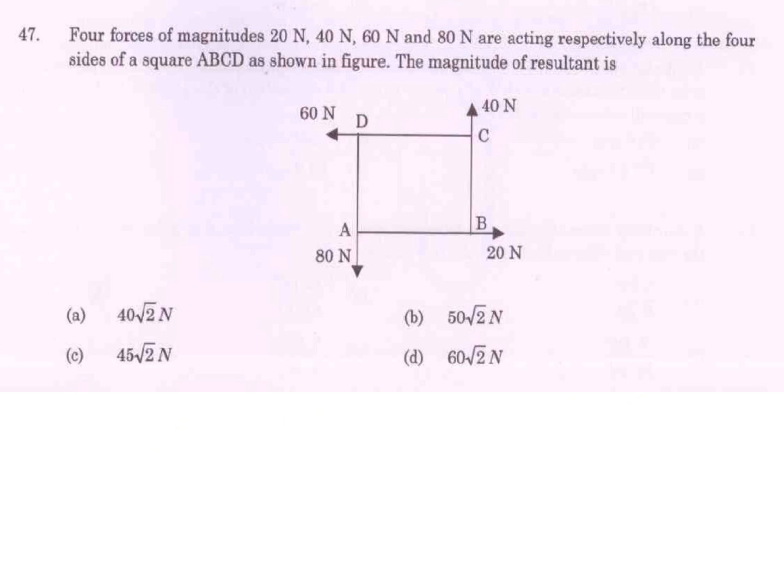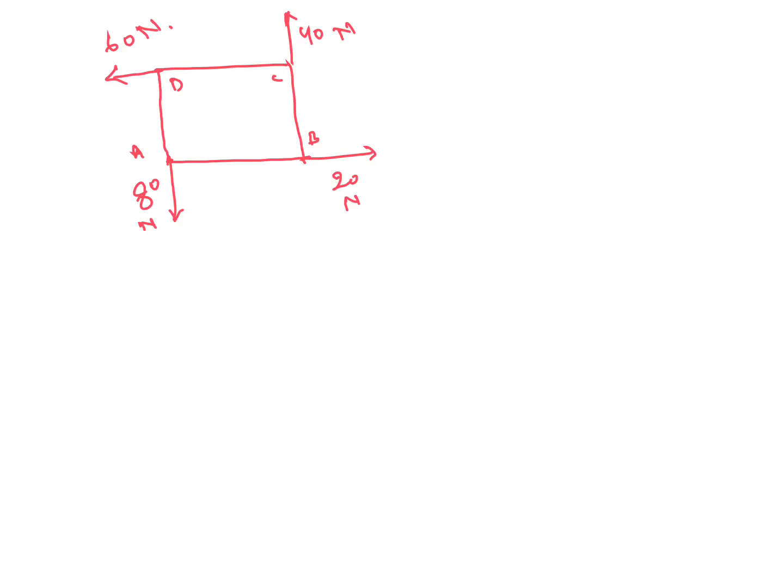Four forces of magnitudes 20 Newton, 40 Newton, 60 Newton and 80 Newtons are acting respectively along the four sides of a square ABCD as shown in figure. The magnitude of resultant force is how much? So first we will take, for calculation of resultant, summation of all horizontal forces. Take right direction positive, left negative, upward positive, downward negative.